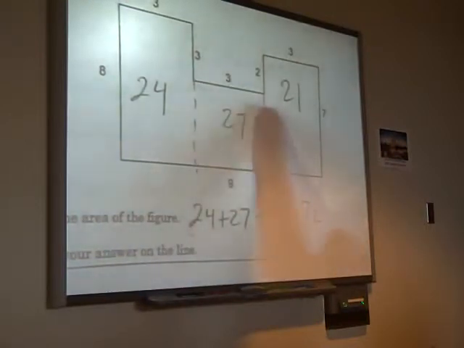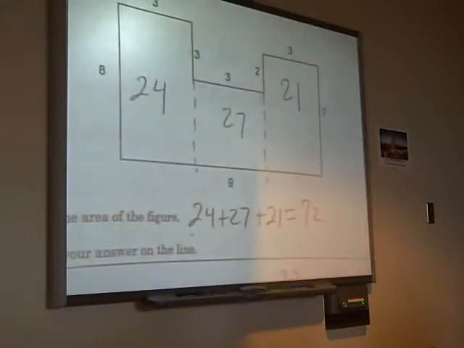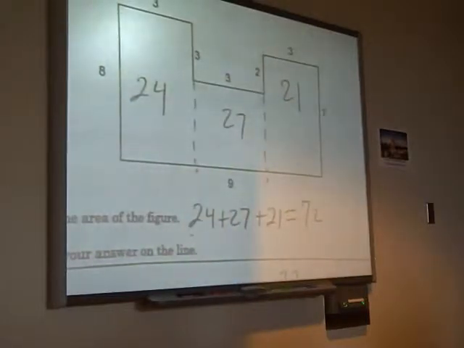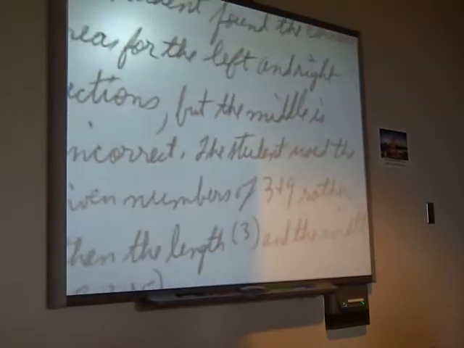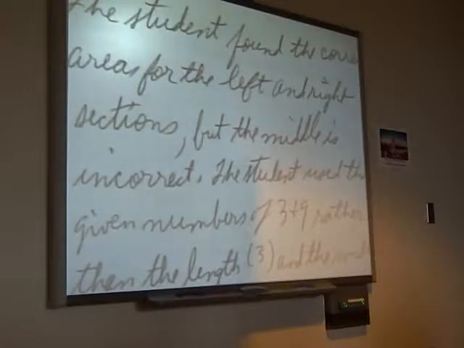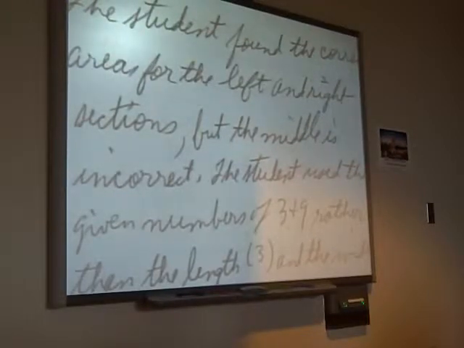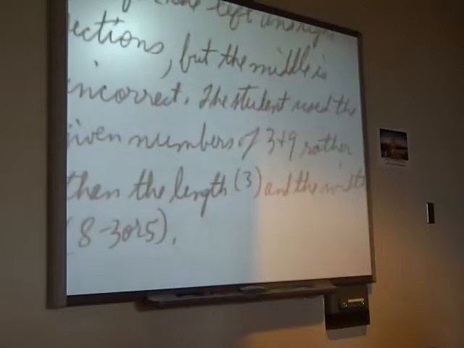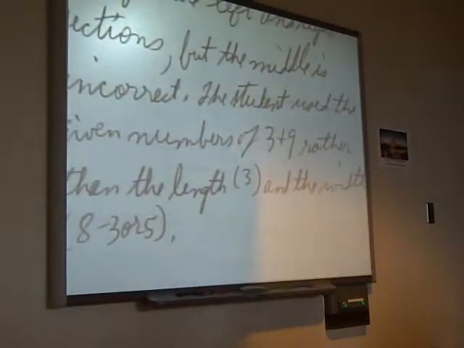And then what are the dotted lines? What did they use there? They used 3. Are the dotted lines going to be 3? So they didn't get the right numbers for the middle section. They had a nice strategy or approach going, but the student found the correct area for the left and the right sections, but the middle one is incorrect, and the student used the numbers that were on the paper, so they might have just been going a little too fast.